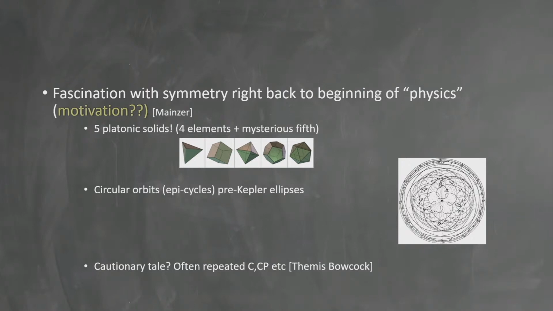Here, though, it's true that orbits are nearly circular, so this is slightly less random than this example here. But obviously, it was taken too far. So maybe there's a cautionary tale here that symmetries are useful, but we don't necessarily hold on to them too long. And I was interested in what Themis was saying about the similar thing happening with C and CP, right? People thinking that they should be there.